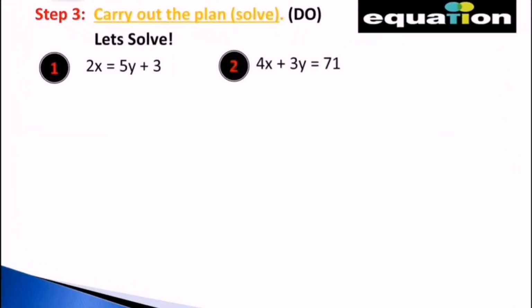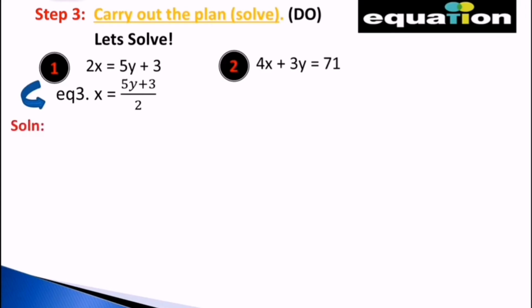Okay, so the third step is to carry out the plan. Since we have these two equations, we can manipulate them to get the value of x or the value of y. I want to create an equation from equation 1, in terms of x. If I divide the whole equation by 2, I will create equation 3 as x equals 5y plus 3 over 2.